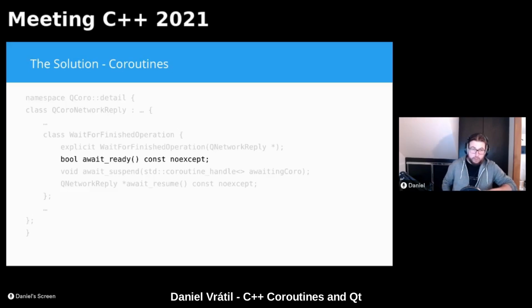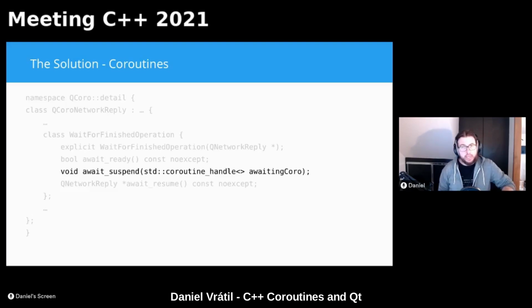However, if this function returns false, then the co_await goes on to call await_suspend. So it suspends the coroutine, and it gives us a handle to the coroutine itself that is being suspended. And what happens inside this function is super simple. We simply connect to the QNetworkReply finished signal, and in the slot that's connected to the signal, we simply call awaiting coroutine dot resume. So when Qt calls our slot, when the network reply is finished, we simply resume the coroutine that's awaiting us.